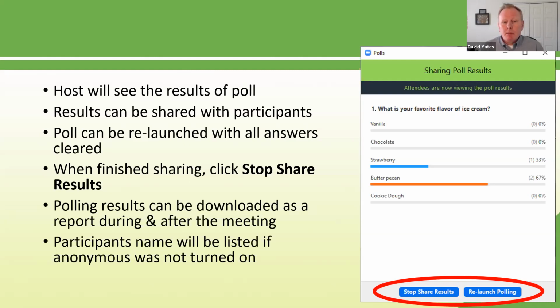The polling results can be downloaded as a report during and after the meeting. And if you have not marked the box with anonymous, the participant name will be listed with those results on the report that it can be downloaded. But the name of who voted for what cannot be shared with all of the participants. So it's a really neat tool, offers you some of that interaction that we strive to look for within Zoom.